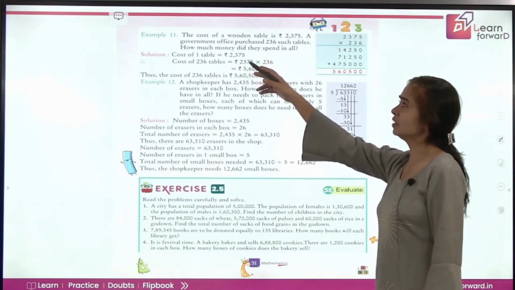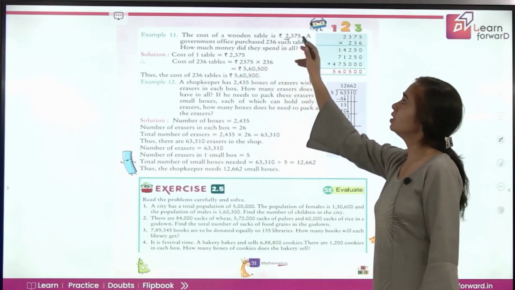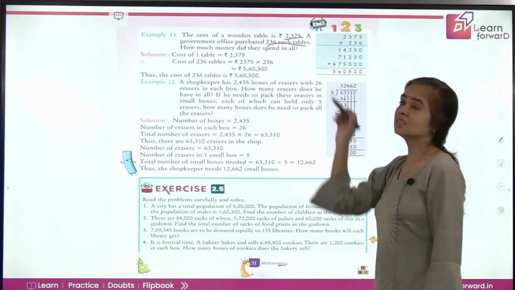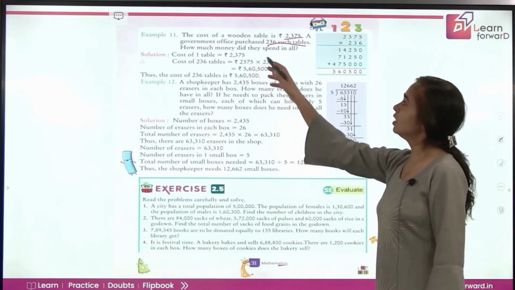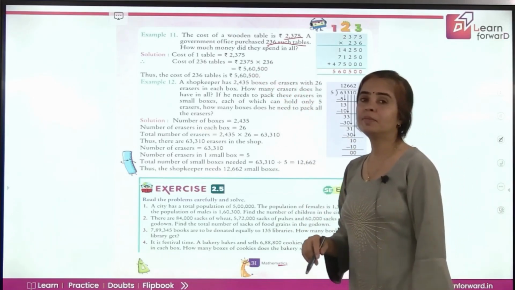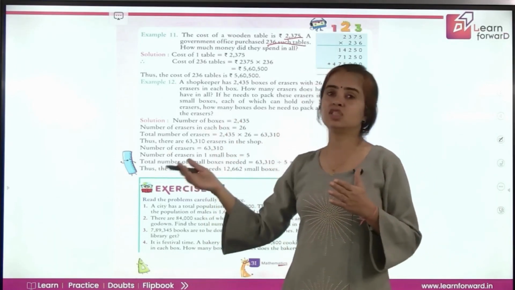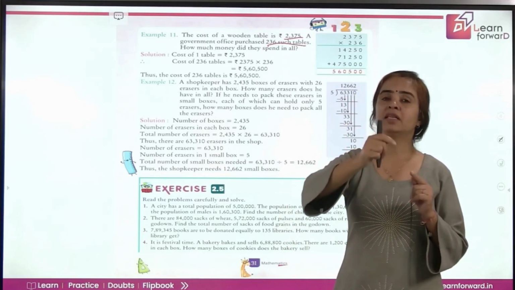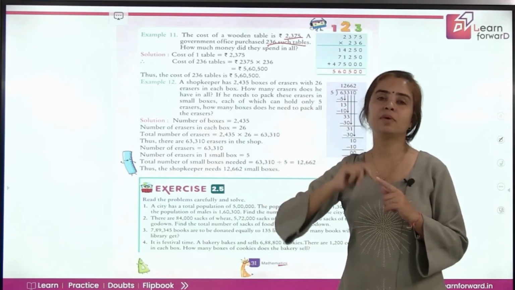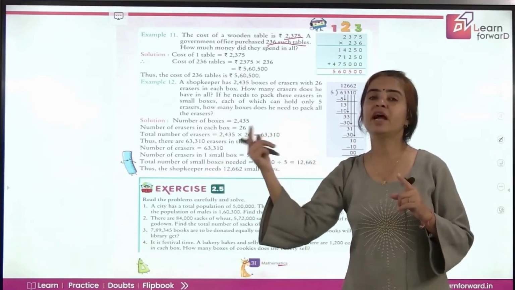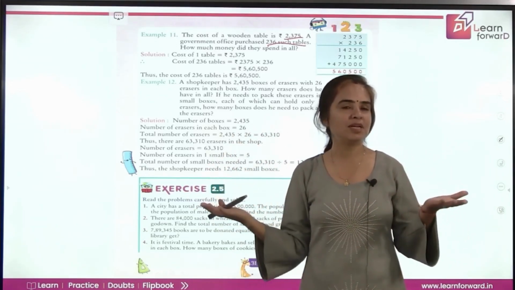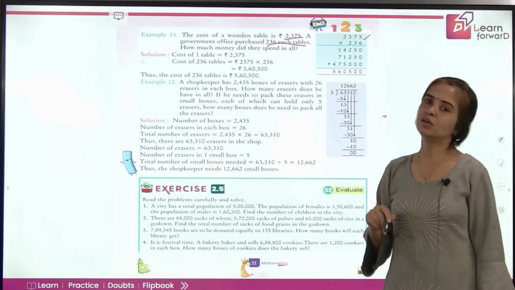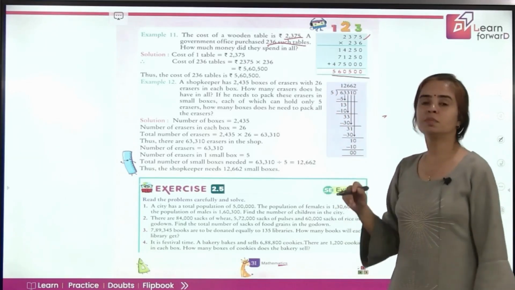Here we have another example. The cost of a wooden table is 2,375. A government office purchased 236 such tables. So how much money did they spend in all? That means it is repeated addition, because they have bought 236 tables. For each table, they paid the amount. For the next table, the same amount, then the same amount again. That means every time they are adding the same number, which means repeated addition. So repeated addition is multiplication.